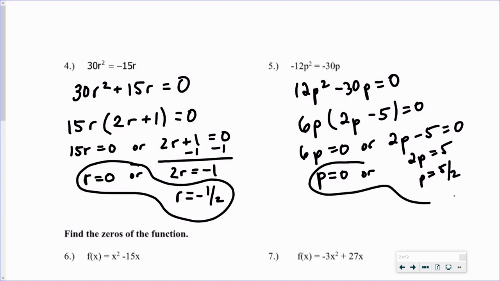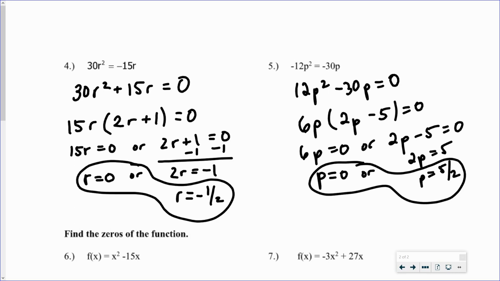So again, I'd leave that answer either as an improper fraction like 5/2 or take a decimal approximation, but I wouldn't write it as a mixed fraction.